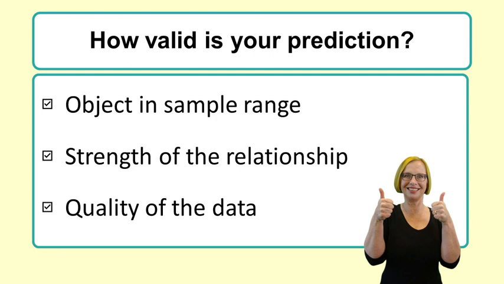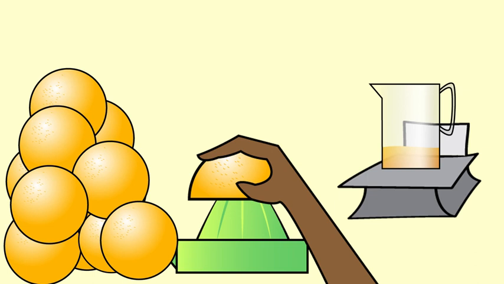And we also need to be aware of how good the data is. This orange data was taken from 20 similar oranges by the same person and weighed using the same equipment. The sample was not random for all oranges of this type, but this model is pretty much fit for purpose.